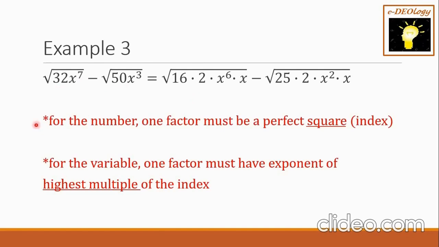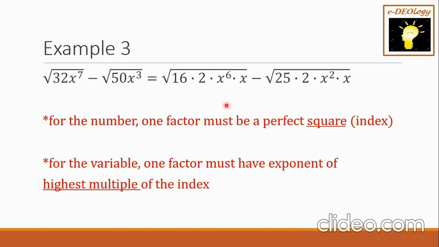So we will be guided by this principle. For the number, one factor must be a perfect square. Since our index here is 2, we're looking for a factor that is a perfect square. It means, in another problem, if your index is a cube root, you must look for a perfect cube factor.